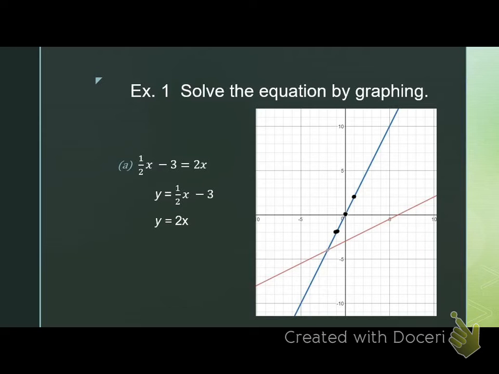All right, and actually, instead of that third point, we could use this point of intersection. If you go left to -2 and down to 1, 2, 3, 4, right there is a great point. And you can use that point of intersection for your blue line and your red line.